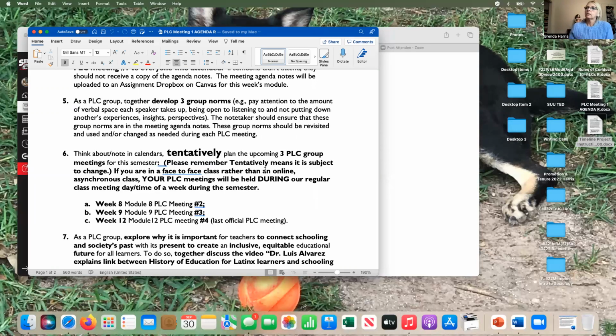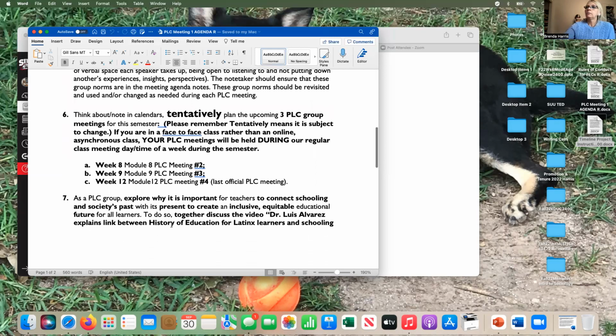Think about that. Okay, and then tentatively, a little bit of housekeeping. We'll have 4 official meetings. Right now, that's what we have tentatively scheduled. Tentatively means that it may change, so leave a little bit of wiggle room in there. We want to be responsive to what we're doing in our class. So tentatively week 8, week 9, and week 12. Okay, so be ready to be flexible on that.